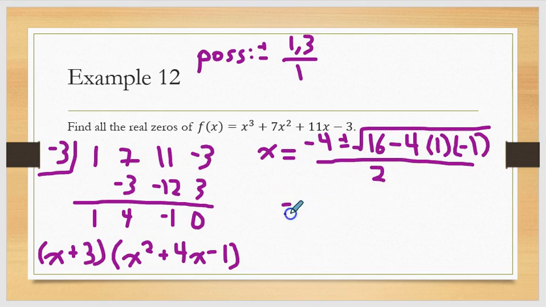If we simplify this a little bit, we have -4 on top. Inside the square root, now we're doing 16 plus 4. And the square root of 20 can be broken down. Remember, you can use a factor tree to simplify this, or if you recognize that 20 is 4 times 5, and 4 is a perfect square, it ends up being 2 root 5.